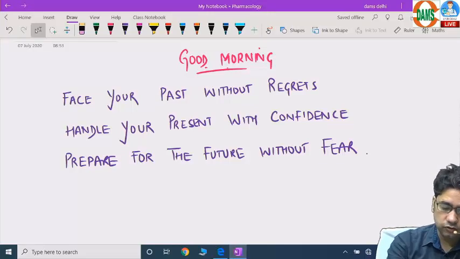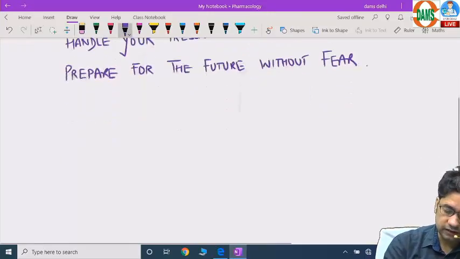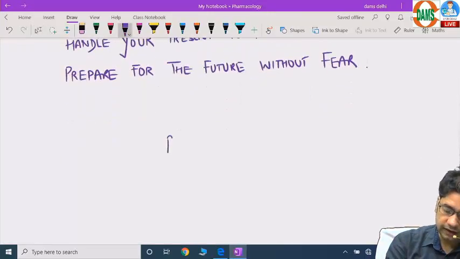Let's make a heading. So yesterday we completed oral anticoagulants. Let's start now with parenteral anticoagulants. Everyone make a heading: Parenteral anticoagulants. Parenteral here means injections.